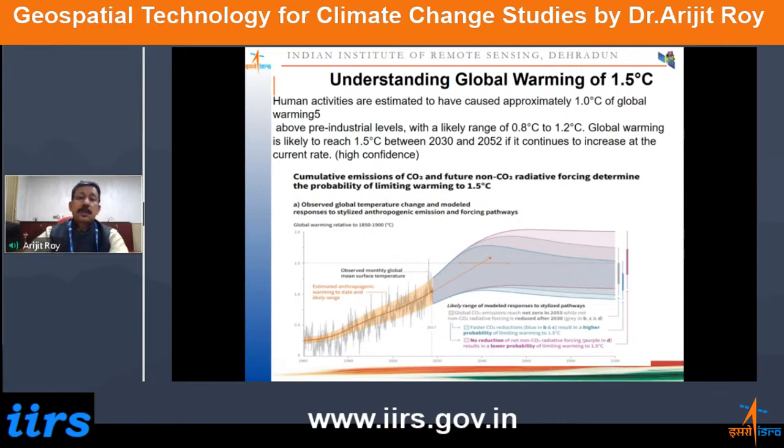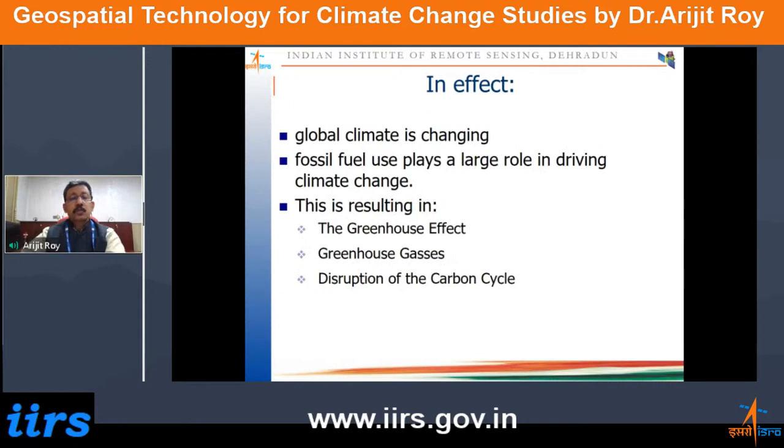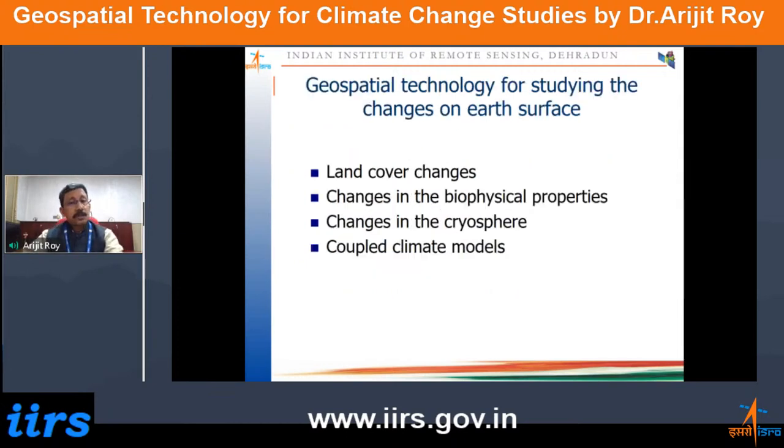So you can see the cumulative emission of CO2 and future non-CO2 radiative forcings, which can lead to a warming of 1.5 degrees centigrade. So in effect, we can safely conclude that the global climate is changing, and fossil fuel use is playing a large role in driving this climate change. And this has resulted in the greenhouse effect, increase in greenhouse gases, and the disruption in the carbon cycle.